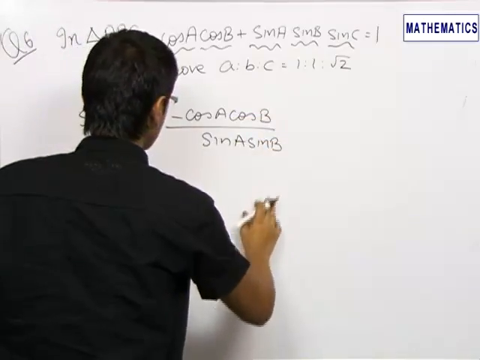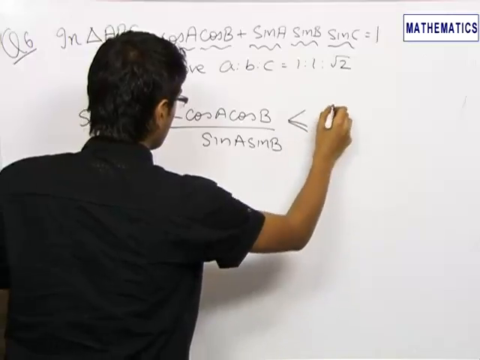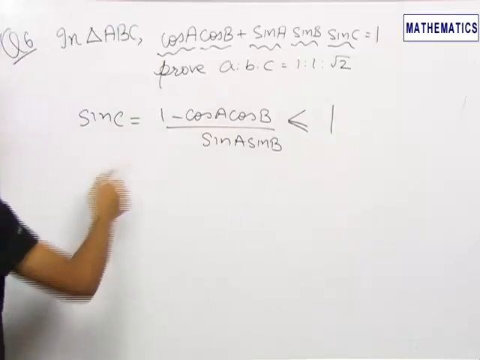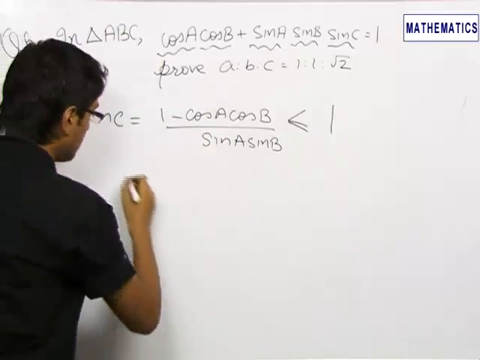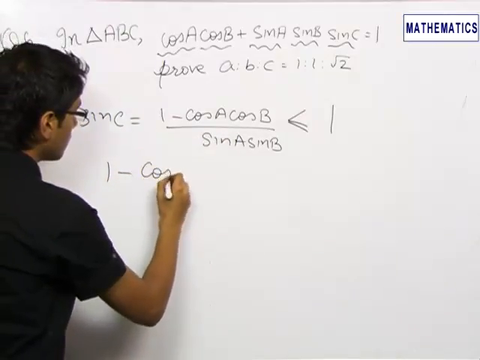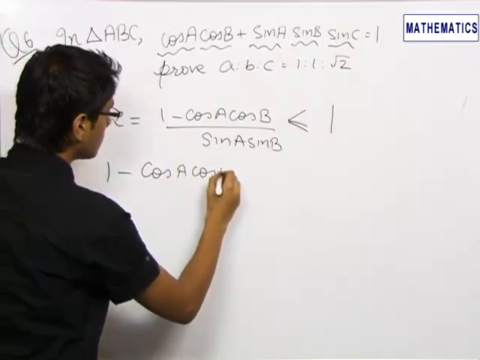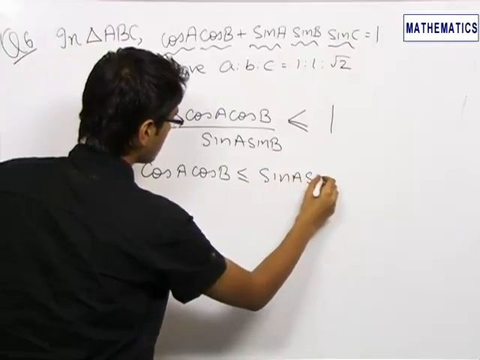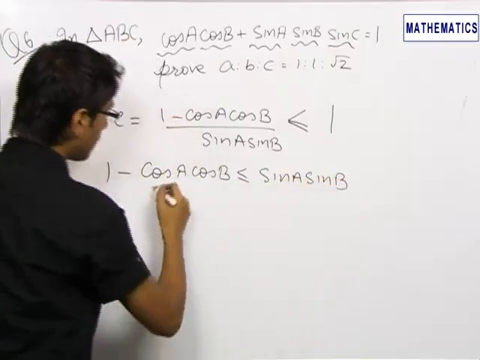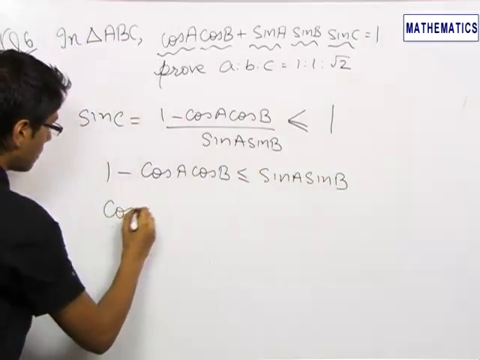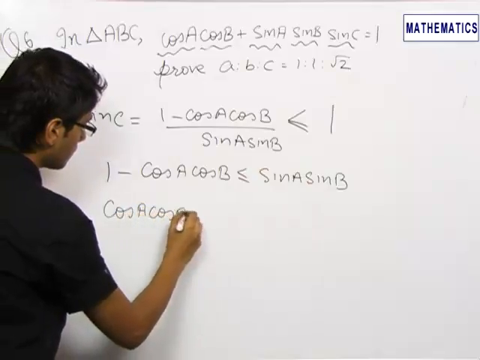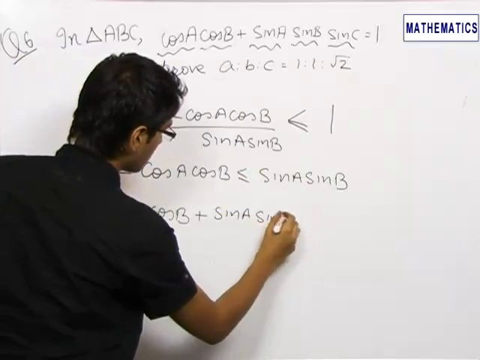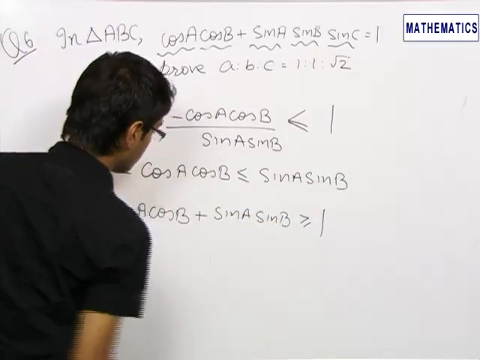And then you can use this is less than equal to 1, since sin C is always less than equal to 1. So this will become 1 minus cos A cos B is less than equal to sin A sin B. Taking this term to the right hand side, we get cos A cos B plus sin A sin B is greater than equal to 1.